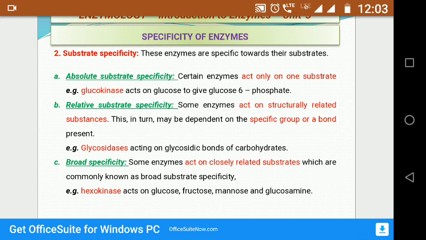And the last subcategory is broad specificity. Here the example, hexokinase binds more than one different substrate like glucose, fructose, glucosamine.